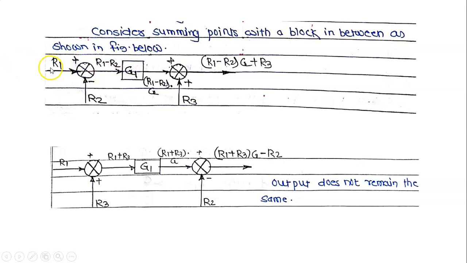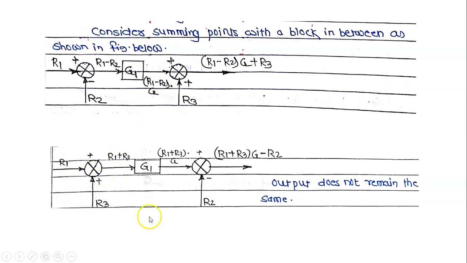At this summing point, plus R1 signal is there, then minus R2 signal is there. Therefore, the output from this summing point is R1 minus R2. Then this block G is there. Therefore, (R1 minus R2) into G. Again, this signal is fed to the second summing point. Then here plus R3 signal is there, and this signal (R1 minus R2) into G. Therefore, the output from this summing point is (R1 minus R2) into G plus R3. Now, we will interchange the two summing points, and we will see whether the output remains the same or different.